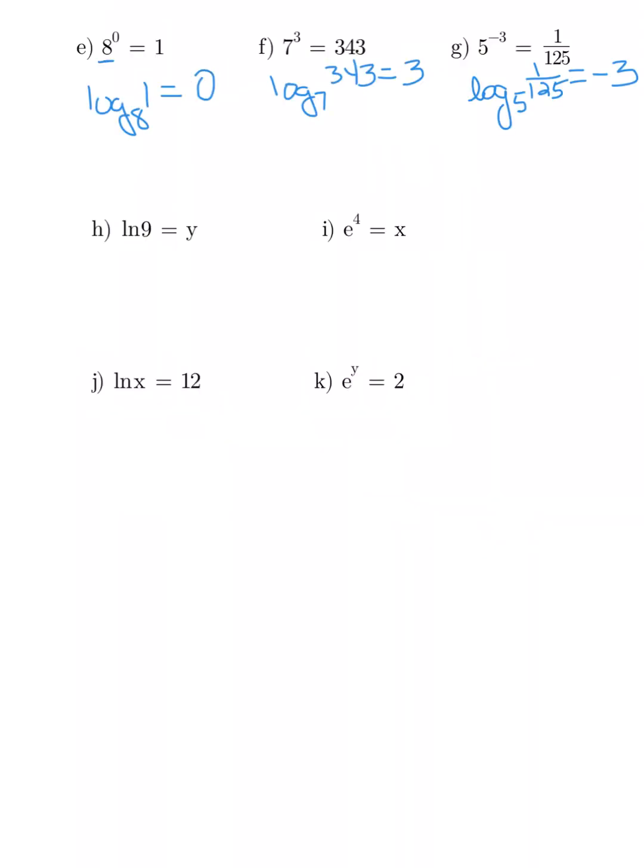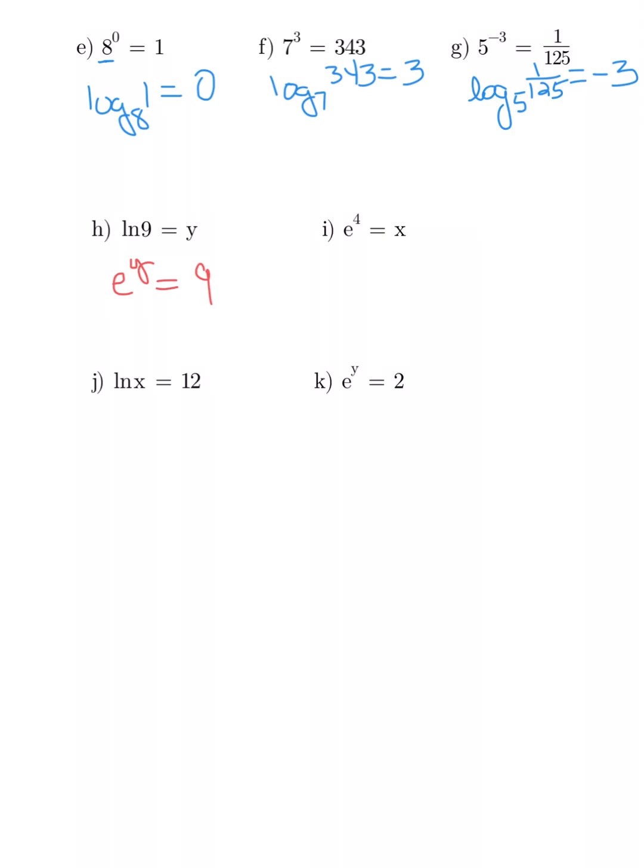The next problem is a mixture of going from logarithm to exponent and vice versa, but all of these involve natural logs. So on H, when you have natural log of 9 equals y, the base of natural log is automatically e, which means when I go from logarithm form to exponential form, the base of my exponent needs to be e. The answer of logarithm form is your power, and the argument of logarithm form is the answer.